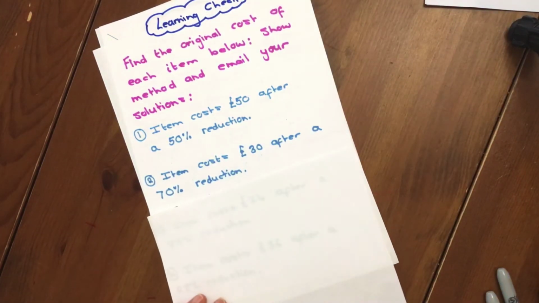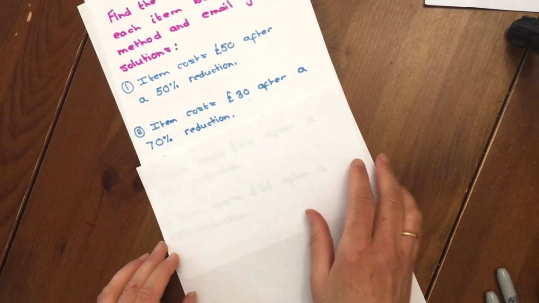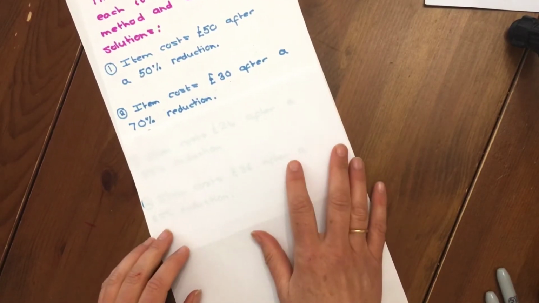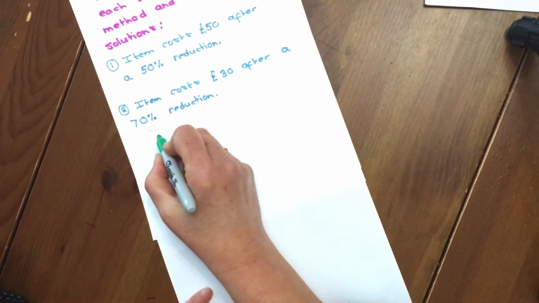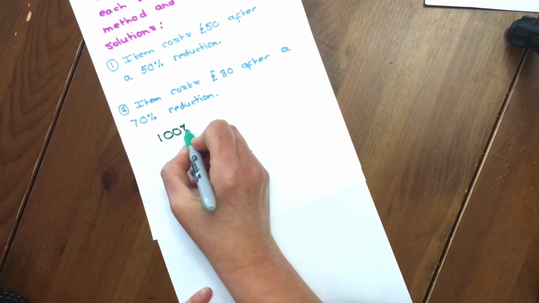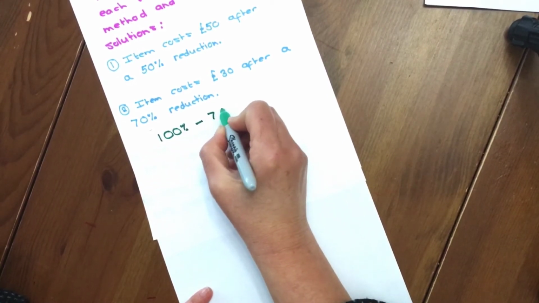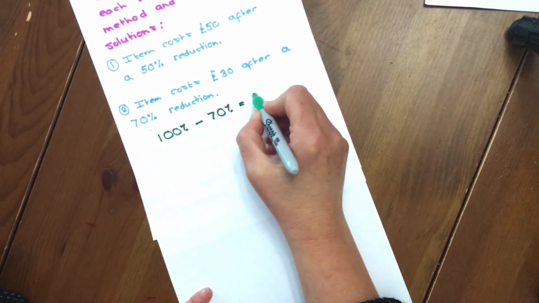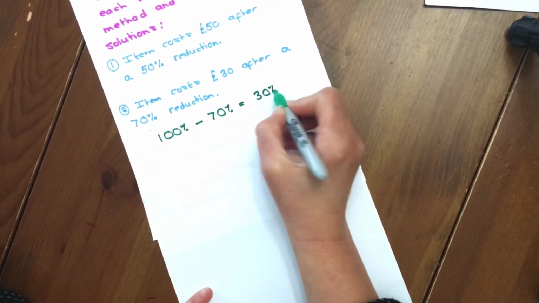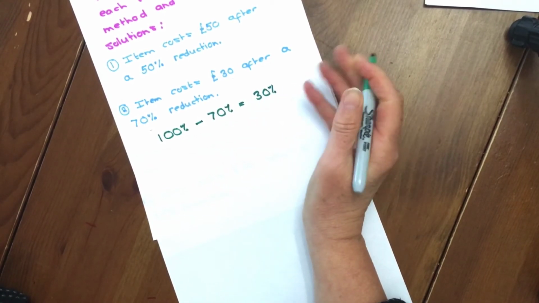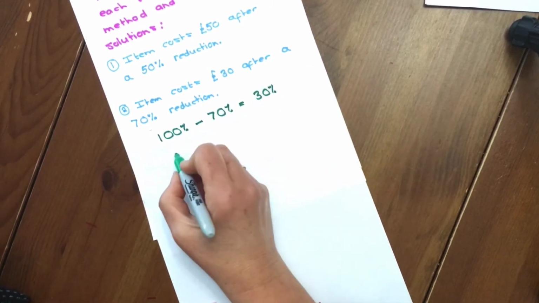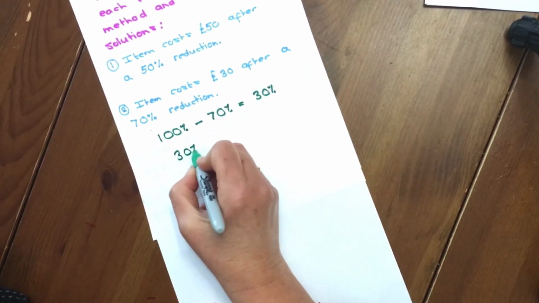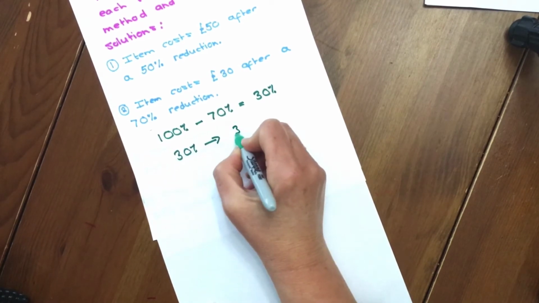Okay, question 2. An item costs £30 after a 70% reduction. So it was originally 100% and it's gone down by 70%. So it's now 30% of the original sale price. So 30% is equal to £30.